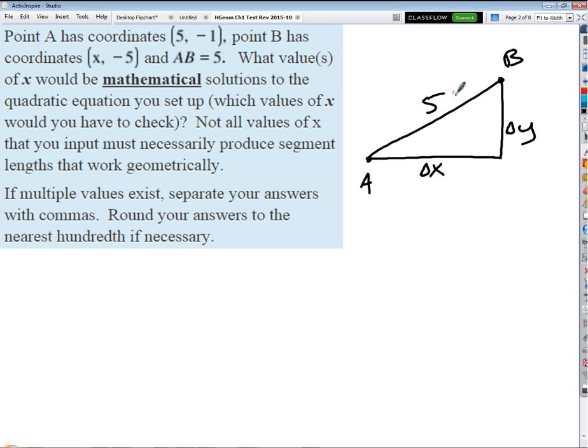We know the coordinates of A and B. B has an x in it that we're trying to solve for, but we know A has coordinates (5, -1). B has coordinates (x, -5). So what is delta x for us then? Either 5 minus x or x minus 5. It doesn't really matter. So delta x is x minus 5, let's just say.